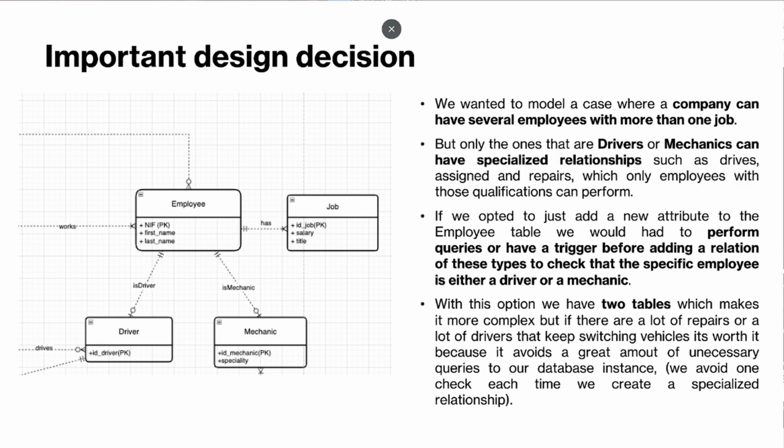There was, however, an important design decision that we had to make that arises from the fact that we want to model specific interactions that only qualified employees can perform, things like driving a vehicle or performing a repair. To handle a specialized workforce, we opted for dedicated tables for drivers and mechanics instead of simply adding attributes to the main employee table. This does make the schema slightly more complex, however, it is a strategic choice for performance purposes. By using separate tables, we avoid the need for constant triggers or queries to check staff members' role every time we log a task.